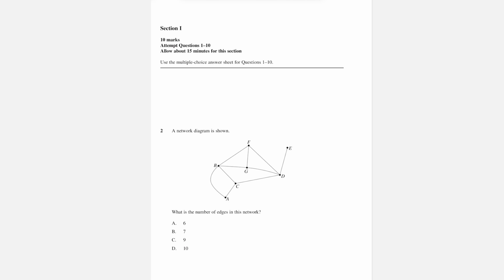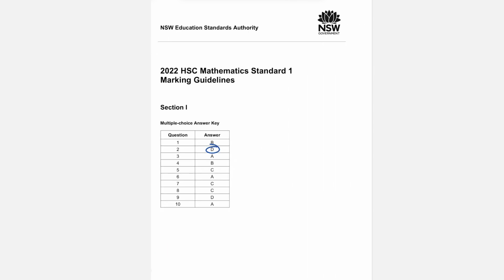A network diagram is shown. What is the number of edges in this network? Okay, so edges, just another word for the lines or connections in a network diagram. So we just need to count them up. So 1, 2, 3, 4, 5, 6, 7, 8, 9, 10. So our answer is 10, D. The answer indeed is 10D.